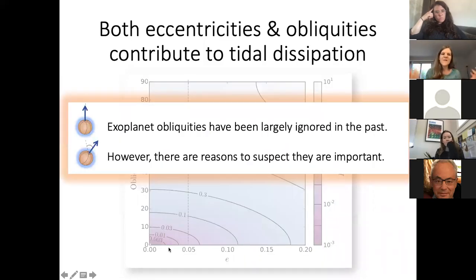However, exoplanet obliquities have been largely ignored in the field thus far, and this is because it was just largely assumed that they were zero, because there was really no reason to think otherwise. And so in this talk, I'm going to give some reasons to think why exoplanet obliquities might matter, and I'll largely be focusing on the role that these non-zero obliquities could play.